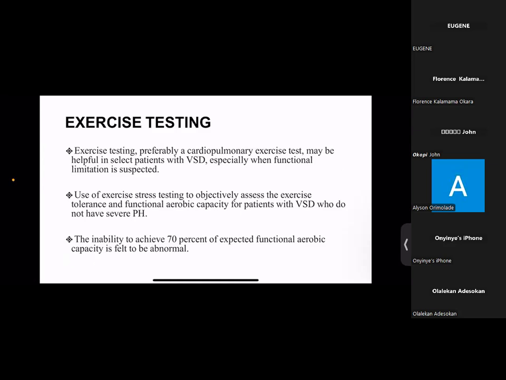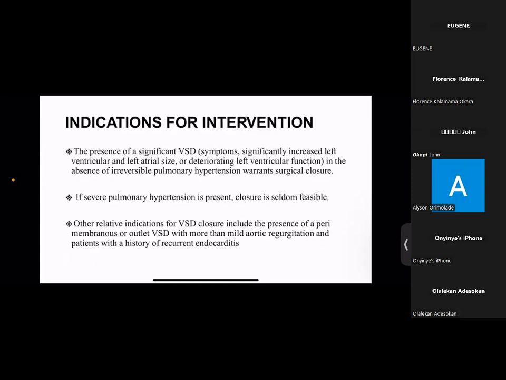Exercise testing is also useful in these patients. When they are unable to achieve 70% of functional aerobic capacity, they are said to be abnormal, even if they are not symptomatic, and they can go ahead to have intervention. Indications for intervention: when the patient has a VSD, is symptomatic, and there is no pulmonary hypertension, it is important to do surgical intervention. However, if pulmonary hypertension is present, it is not advised, and severe pulmonary hypertension is a contraindication.